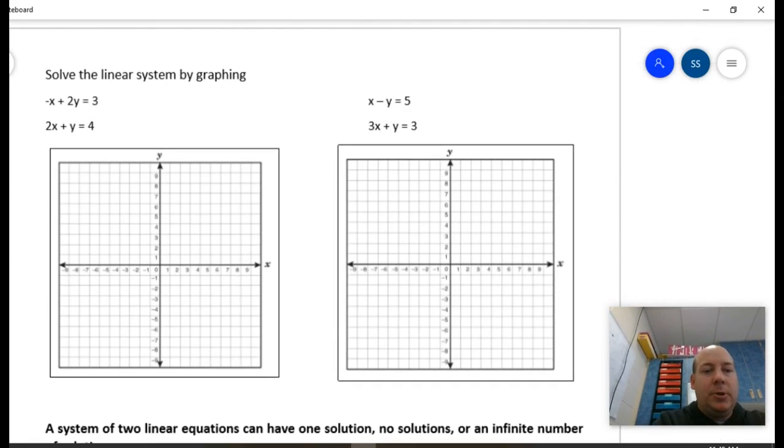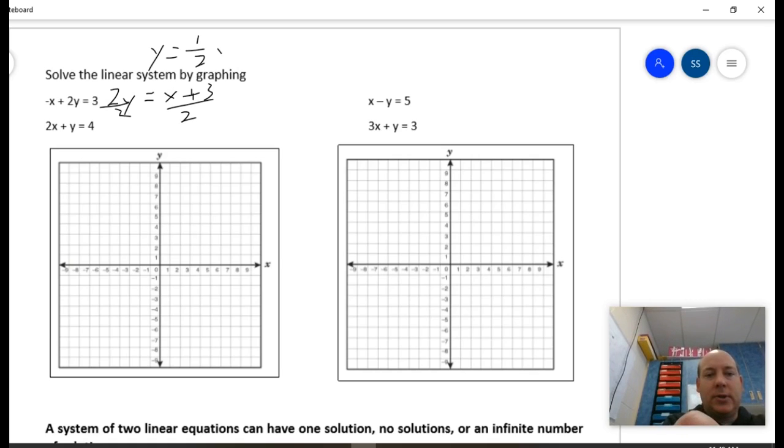Right, -x plus 2y equals 3. Now this one doesn't really set up as nicely to do intercepts because 2 times like 1.5 is 3, and graphing 1.5 sometimes is tough. So let's rewrite this one into slope-intercept form. So if I move my x over, I'd have 2y equals x plus 3, and then divide everything by 2. So I'd end up with y equals 1/2 x plus 3/2, or 1.5.